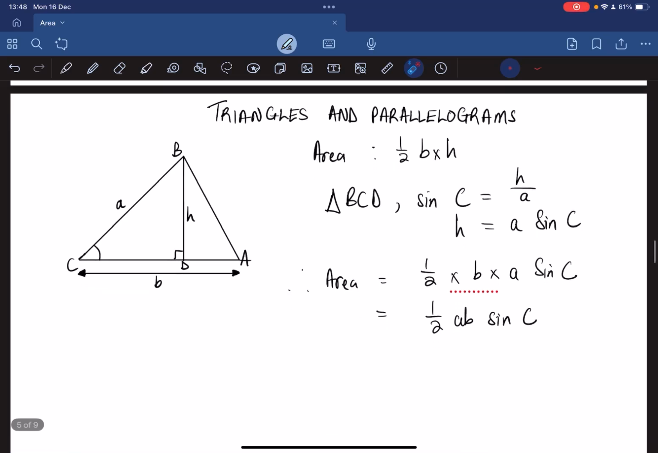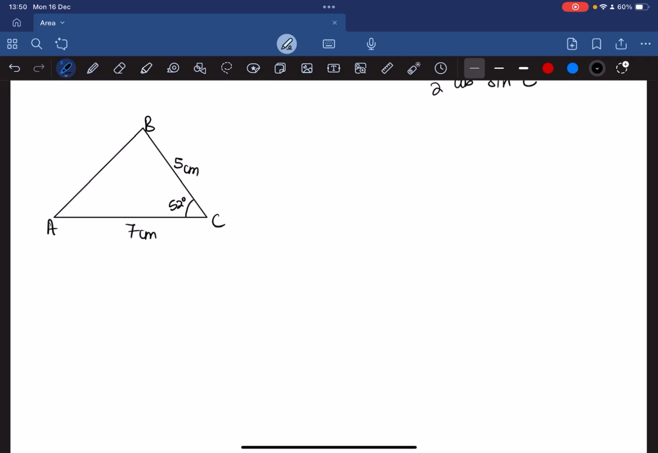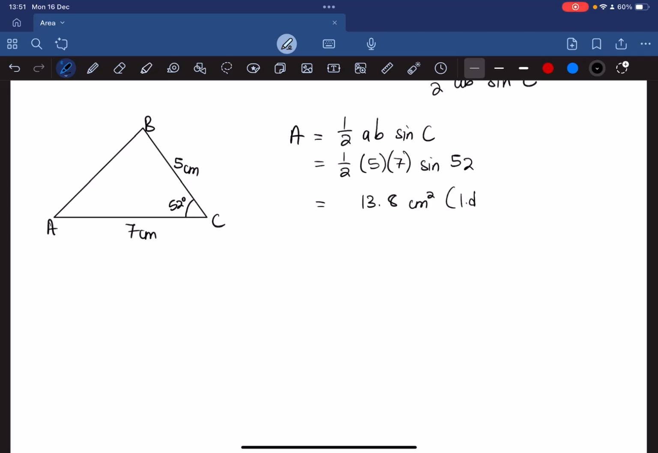I'm going to do an example. We have a triangle ABC, and the formula for finding the area is half AB sine C. And in this case, to find the area, we're going to say half multiplied by A, which I'm going to take as 5, our B, which I'm going to take as 7, then our sine C is going to be sine 52. And we are going to get 13.8 square centimeters, and this is to 1 decimal place. This is the area of our triangle.